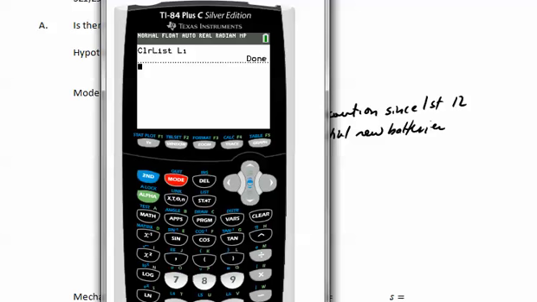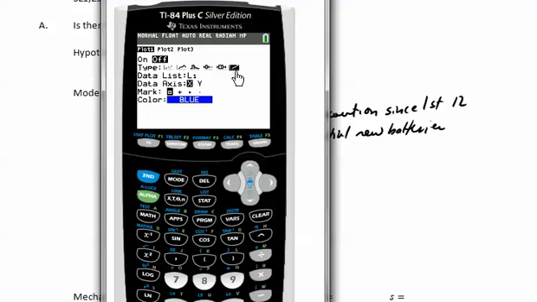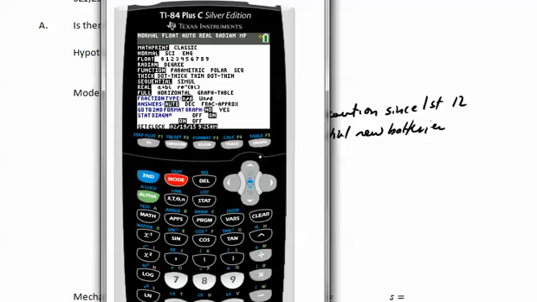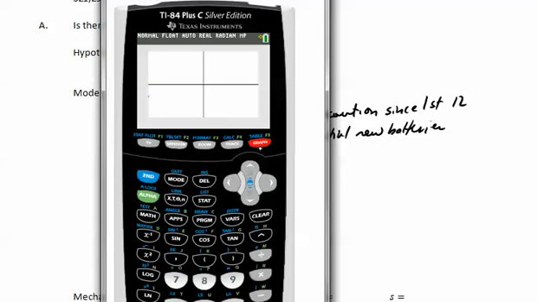Put it in your stat edit list 1, put in all the data, and then I went to stat plot, and I'm going to go to my first one, turn stat plot on and select the very last one. You could do a histogram, but I think many times it's easiest to look at the normal probability plot, and that's the very last one there. So I'm going to enter that. I'm going to go ahead and graph.